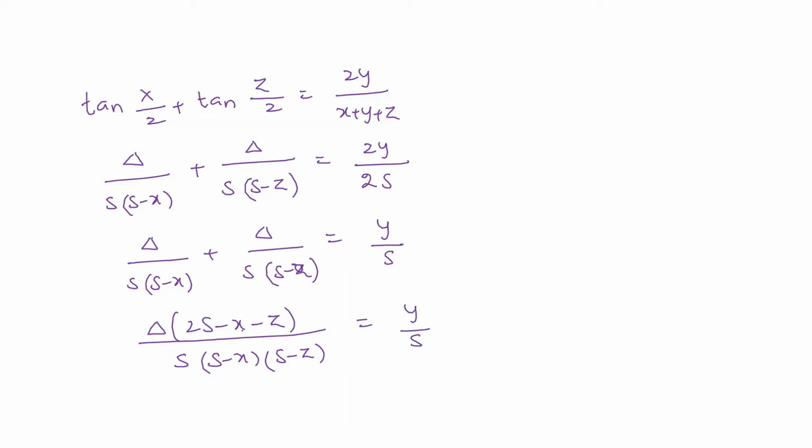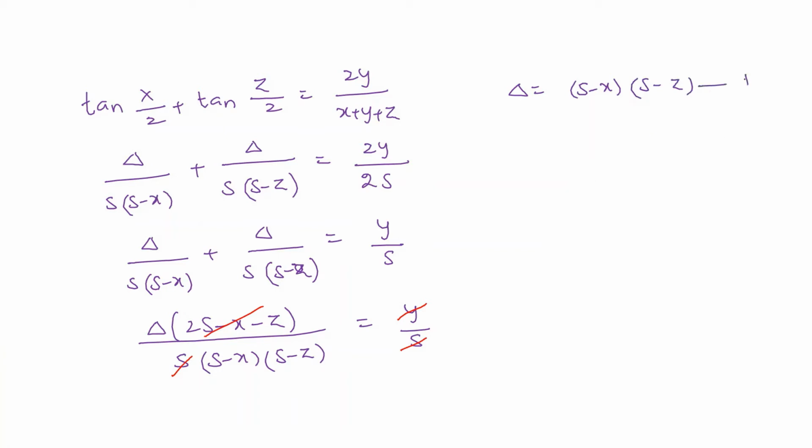Now, what is the value of 2s minus x minus z? That is also going to become y, and this is also y. So both the y's get cancelled here. Obviously, sides of the triangle cannot be zero, so you can simply cancel that out, and this s and this s also get cancelled. So ultimately, once you do the cancellations, we get one basic relation here: delta is equal to s minus x into s minus z, right? So delta is going to be equal to s minus x into s minus z.